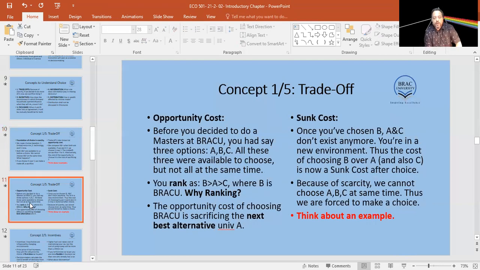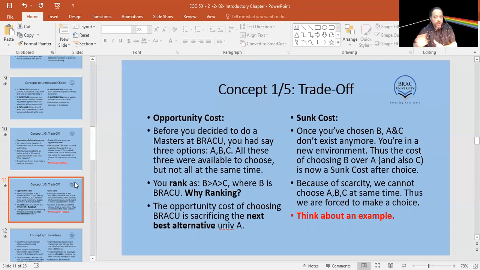Now, in the previous slide, we said that there were two options in front of us, X and Y, Pepsi Cola and Coca-Cola. In the real world, we may have more than two options in front of us. Let's give an example in the context of your class. Before you decided to do a master's at Brack University, you had, say, three options, A, B, and C. Since you haven't made a choice and you qualify for any of the three, you can choose any of the three. Okay? But you cannot choose three at the same time.